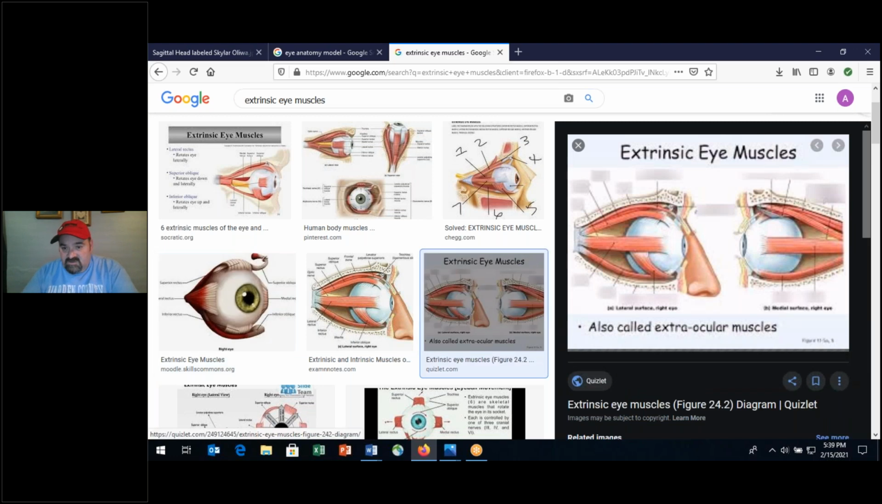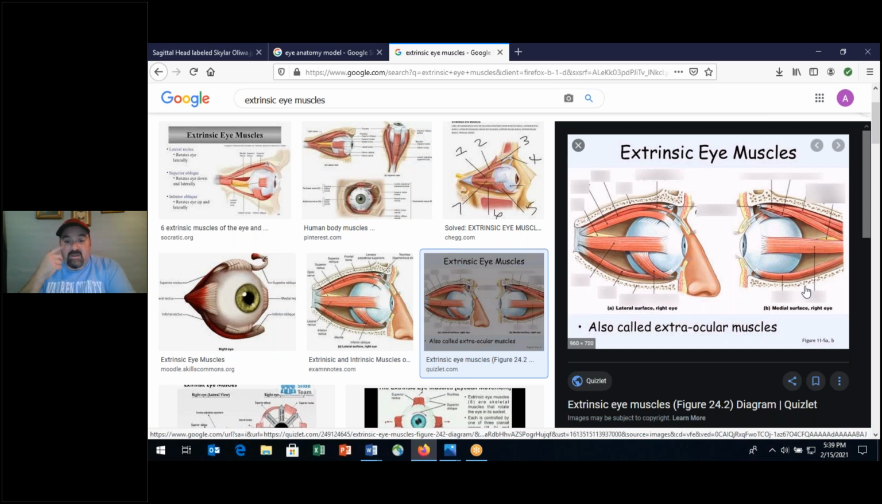So let's take a look at this one. This would be the right eye, and here's also the right eye, but with the structures of the skull removed. So here's the right eye looking at the lateral aspect. Here's the medial surface of the right eye. So then this would be what? Medial rectus, inferior rectus, superior rectus. Here would be that superior oblique. You're only seeing a little portion of the inferior oblique.